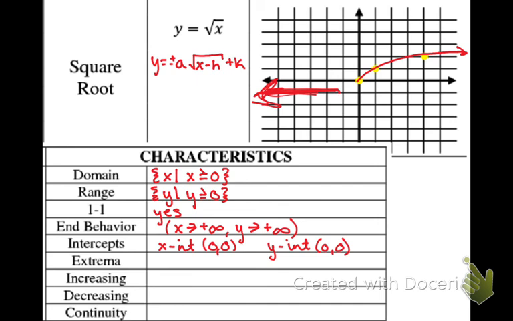Okay, any extrema? Yeah, it has a minimum, doesn't it? Where's its minimum? X equals 0. So this one, normally you'd have an increasing and decreasing, but square root's a little funny, isn't it? Does it have a decreasing ever? Nope, it only has an increasing. So this one doesn't start at negative infinity, it starts at 0 to positive infinity.